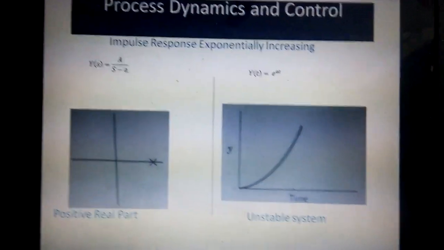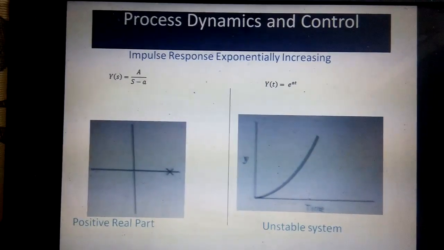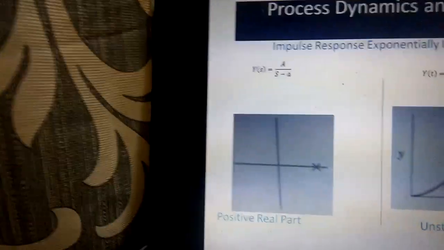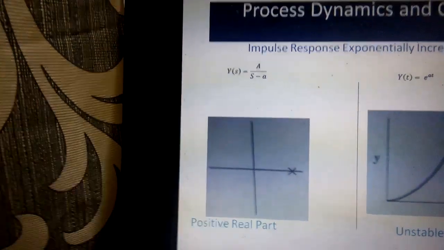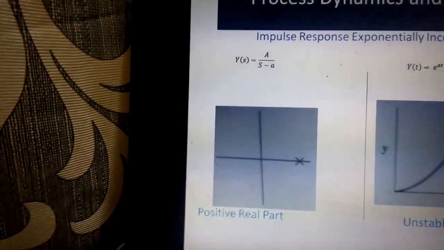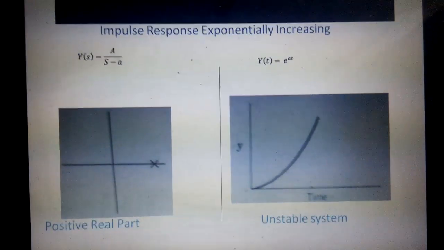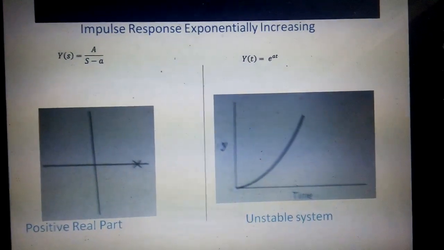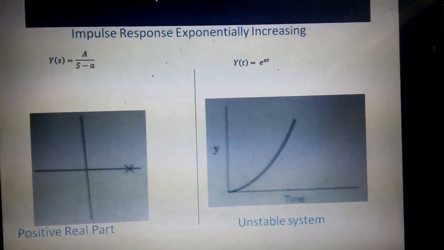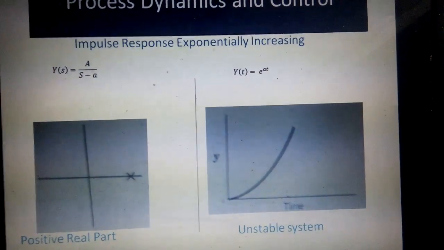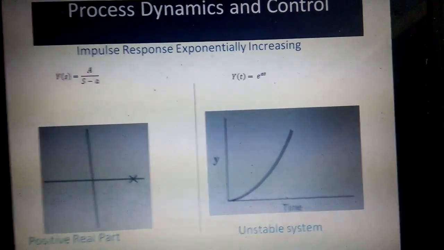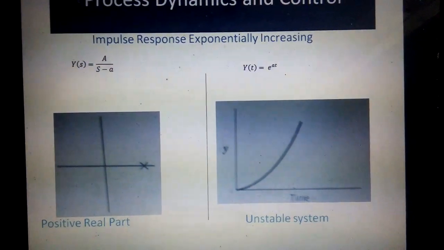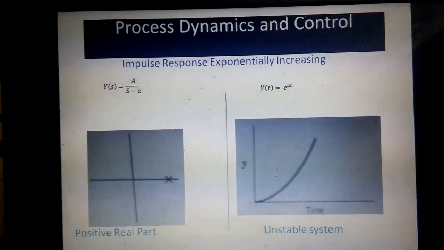Now let us see the transfer function Y(s) = a/(s-a). Here the root becomes positive, s = +a. That means it lies on the right half of the complex plane. The response is exponentially increasing for all values of t. The y(t) is increasing with respect to time. Therefore, there is no bounded output in this case, so this system can be said to be unstable.